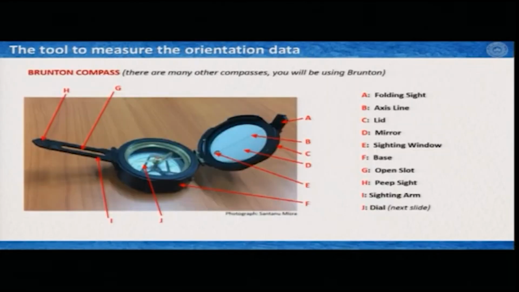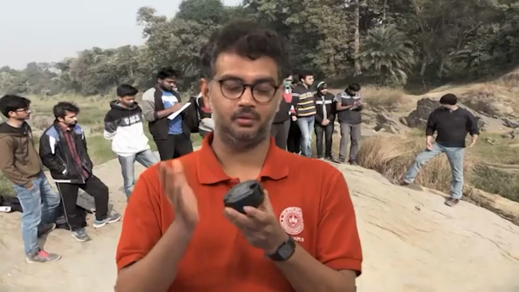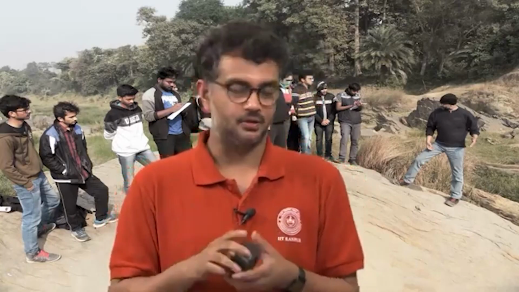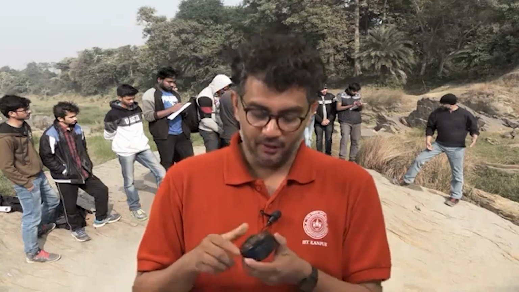Now, what is the instrument that you can use to measure all these attitudes in the field? The common tool that structural geologists use is the compass. There are different types of compasses available, but in this course we will mostly look at a very commonly used compass, the Brunton compass. You have the image here, and a Brunton compass, when it is packed or kept in its original shape, looks like this. It weighs about 50 to 100 grams.